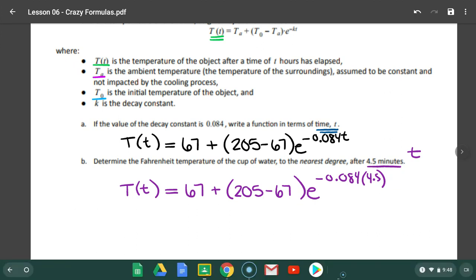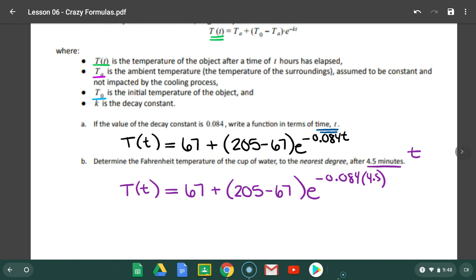Welcome back. So if you plugged it in correctly, you should end up with 161.5618091. And when we round that to the nearest degree, we get 162 degrees. So that is our current temperature of the water after 4.5 minutes has passed.